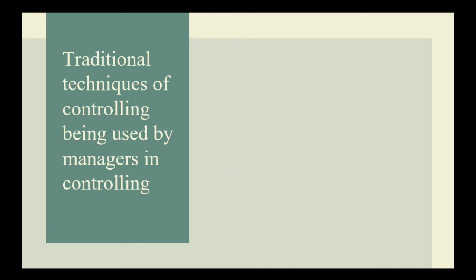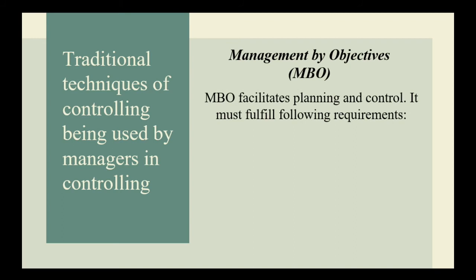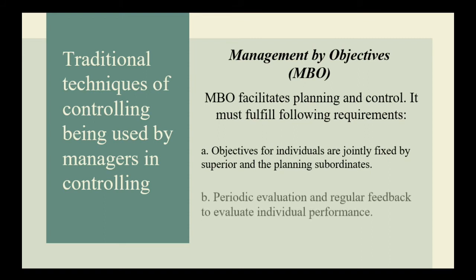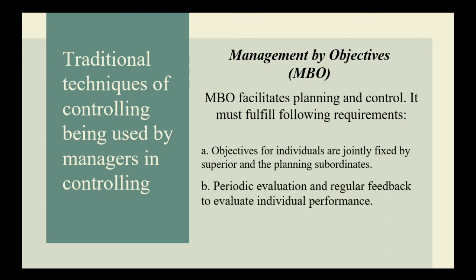And sixth, we have management by objectives. Management by objectives facilitates planning and control. It must fulfill the following requirements. First, objectives for individuals are jointly fixed by the superior and the subordinates. Second, there is periodic evaluation and regular feedback to evaluate individual performance. And lastly, achievement of objectives brings rewards to the individual.